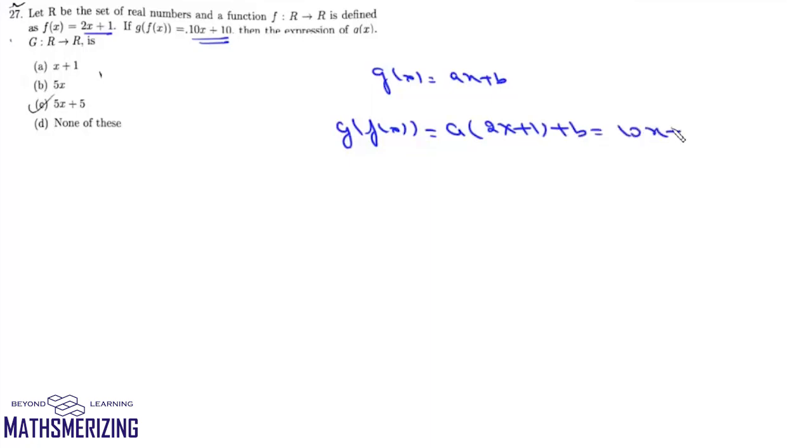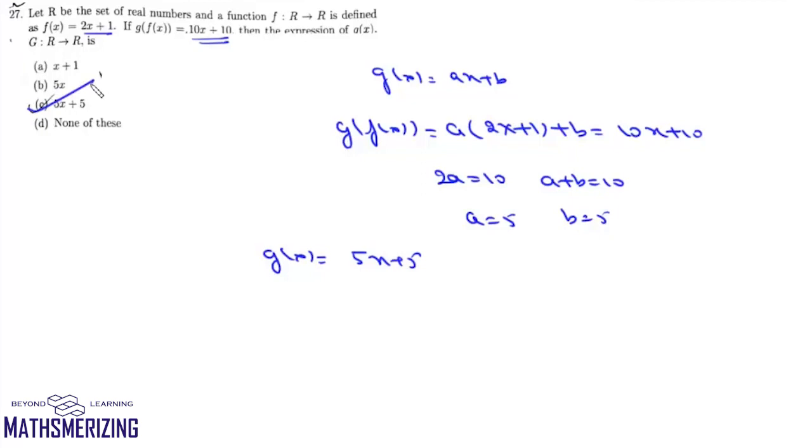Now question number 27 is, if f(x) is 2x plus 1 and g of f(x) is 10x plus 10, then expression of g(x) is. Now g of f(x) is linear, so it simply means we can take this g(x) as a linear function ax plus b. Now g of f(x) will be a times f(x), which is 2x plus 1, plus b, and this is 10x plus 10. So we'll get 2a as 10 and a plus b as 10. So value of a is 5 and value of b is also 5. So your function g(x) should be 5x plus 5, and that's your option number C.